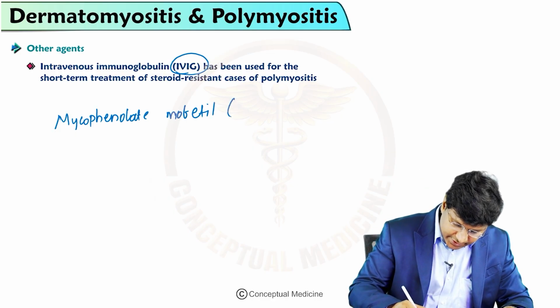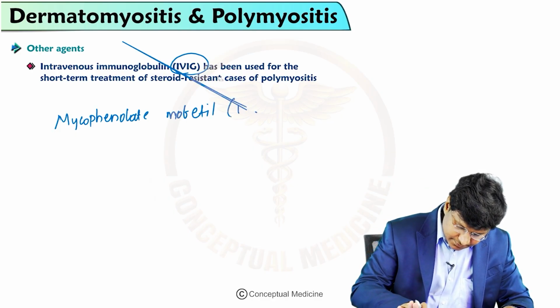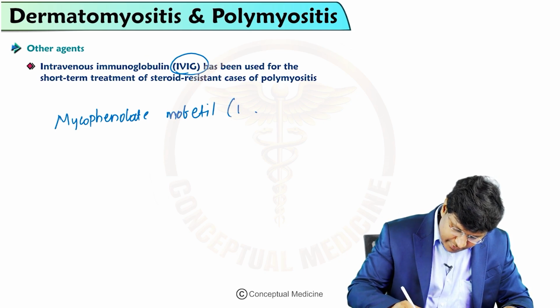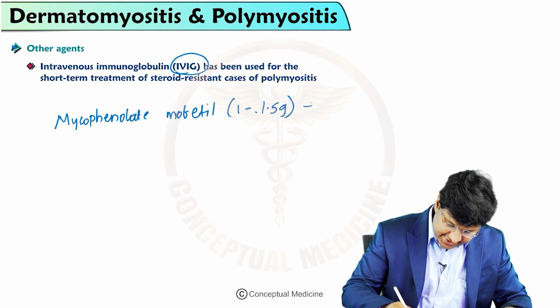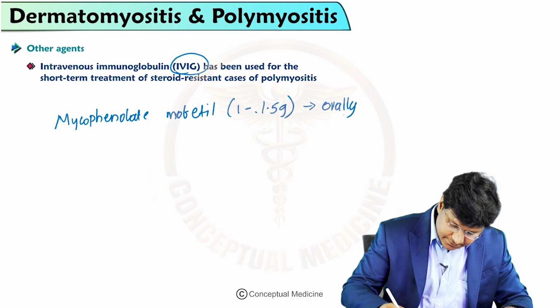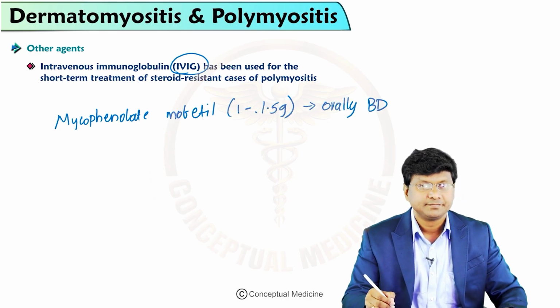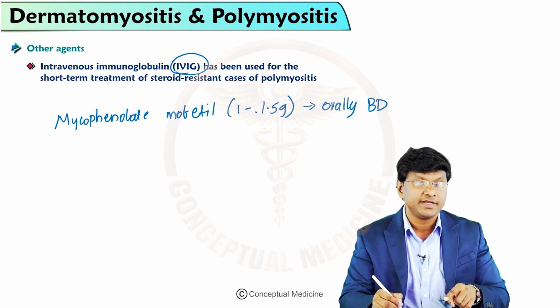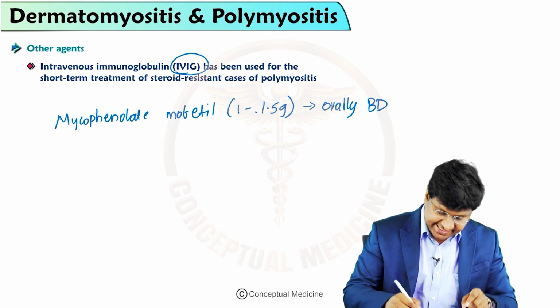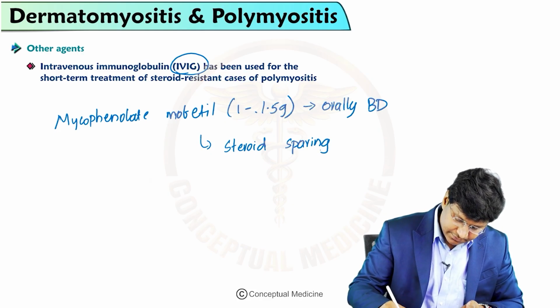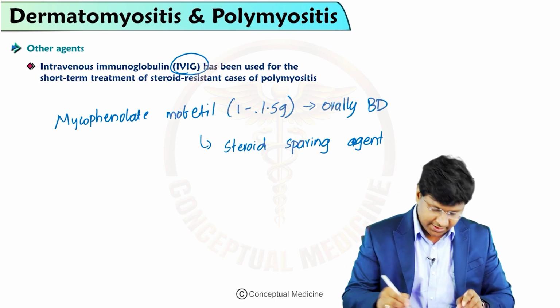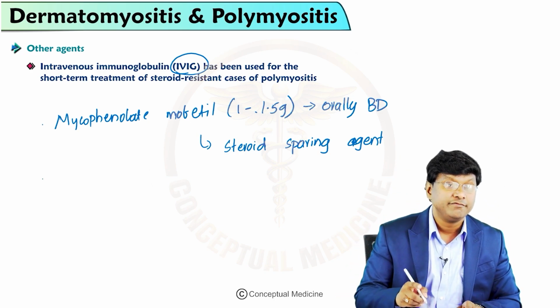Mycophenolate mofetil, the dosage is around 1 to 1.5 grams, right? Around 1 to 1.5 grams. This is given orally twice daily. And this mycophenolate mofetil may be useful as a steroid-sparing agent, right? This may be useful as a steroid-sparing agent. And next to this mycophenolate mofetil, we have rituximab.